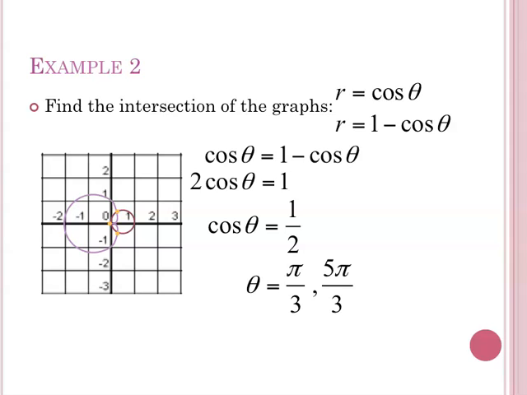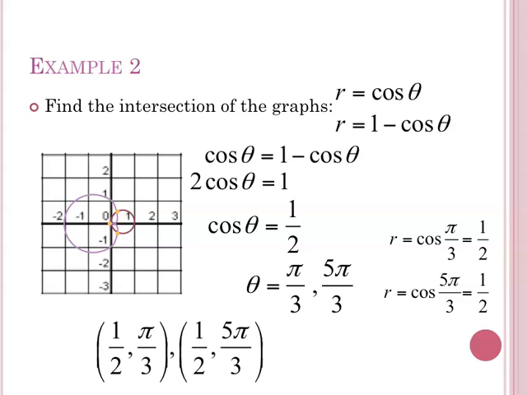Okay, now what are the r values? Unlike the first example where you were given r equals 1, in this case we have to plug it back into one of those equations. It doesn't matter which equation you use, just like a system of equations, because they intersect at that point, so they share that point. When theta is equal to pi over 3, I'm just going to use the first one because that's a little simpler. So we have r equals cosine of pi over 3, which is equal to 1/2. We have r equals cosine of 5 pi over 3, which is also equal to 1/2. So we have (1/2, pi over 3) and (1/2, 5 pi over 3).